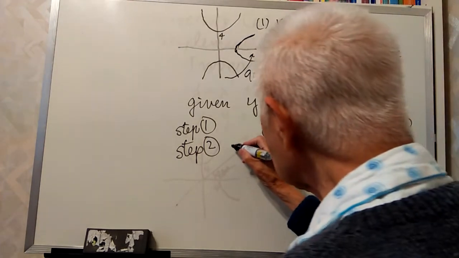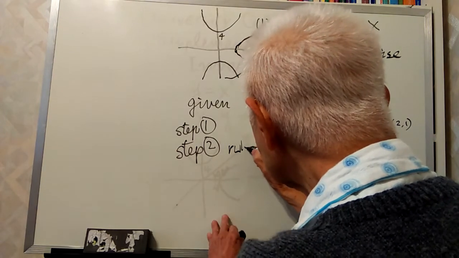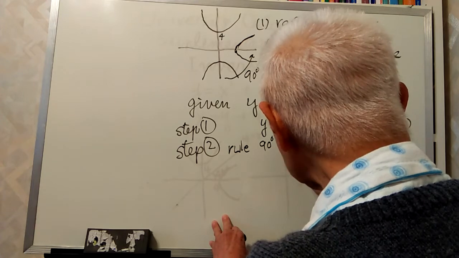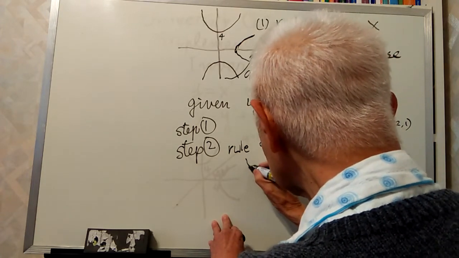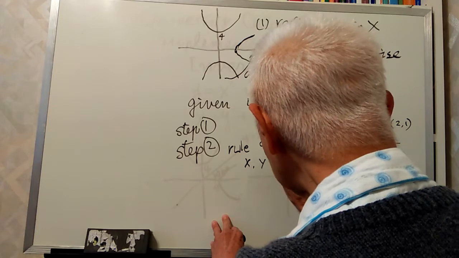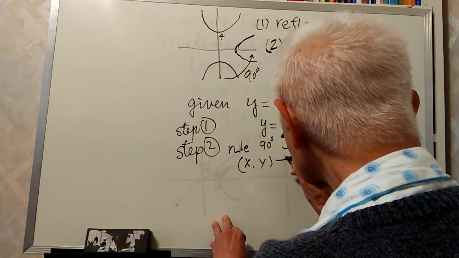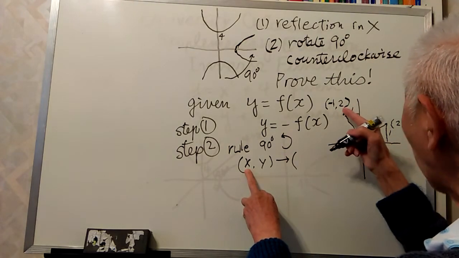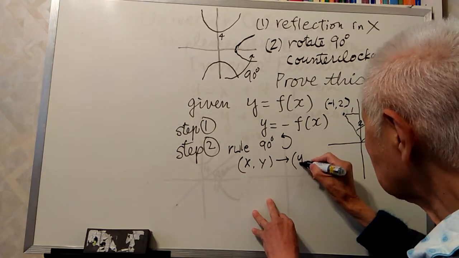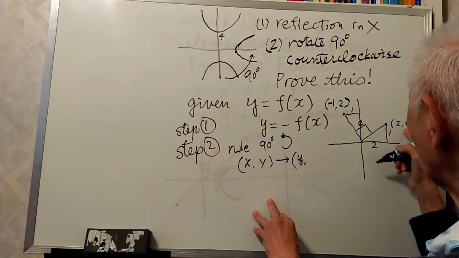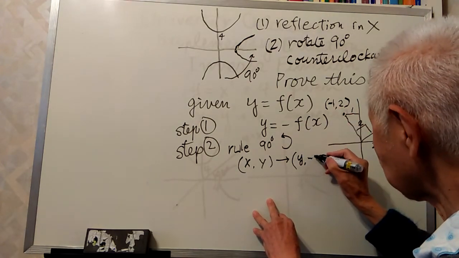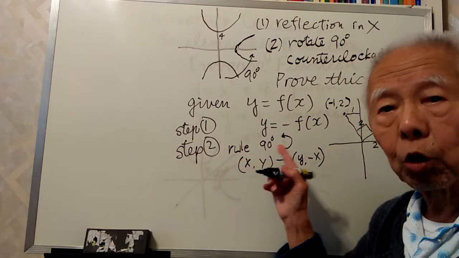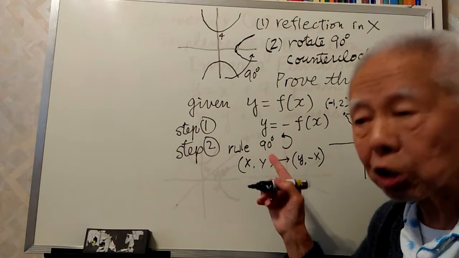So what is the rule? 90-degree counterclockwise. What is the rule? The rule is the original x, y becomes: x becomes y. The y coordinate becomes -x. This is a rule for rotating 90-degree counterclockwise.